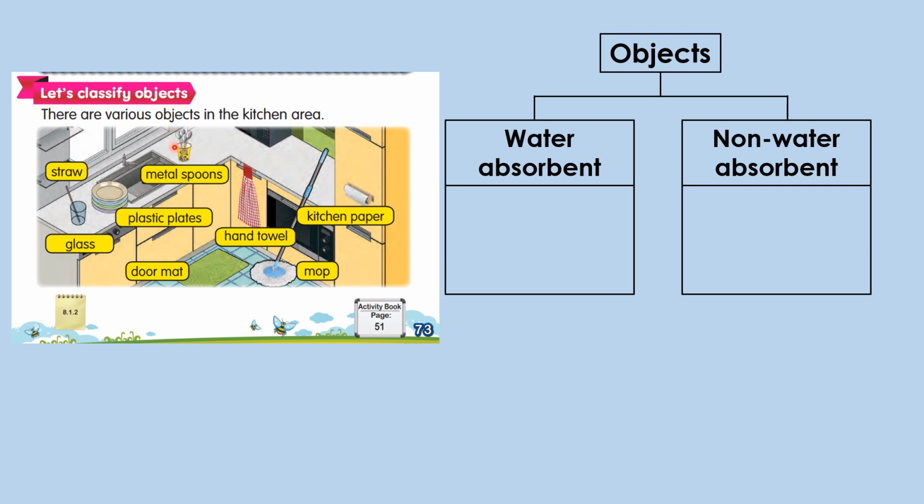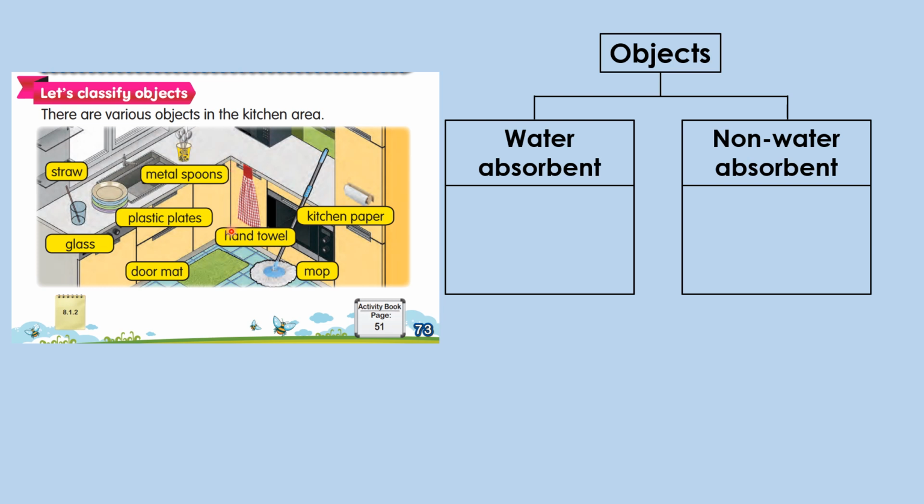How about the metal spoon? The metal spoon also non-absorbent object, so we write here. How about plastic plates? Plastic plates also non-water absorbent because plastic plate cannot absorb water. How about doormat? Doormat can absorb water. So doormat is a water absorbent object. So we write here doormat.